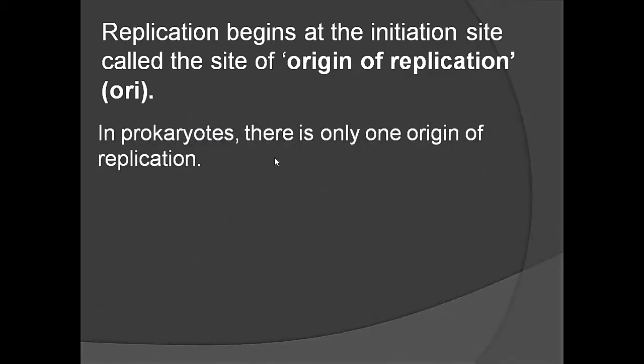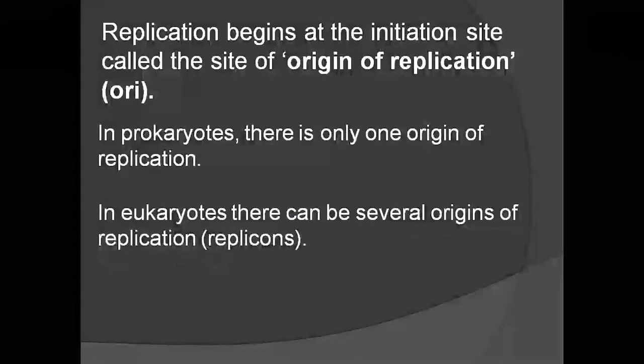In prokaryotes there is only one origin of replication. In prokaryotes the DNA is not long, it is shorter. So in only one place the DNA is opened. The two strands of DNA can be separated from one end to the other end at a time because of the smaller DNA. So there is only one origin of replication.